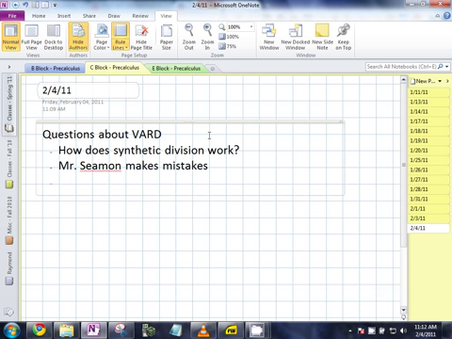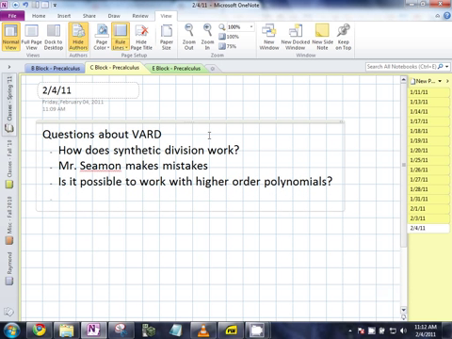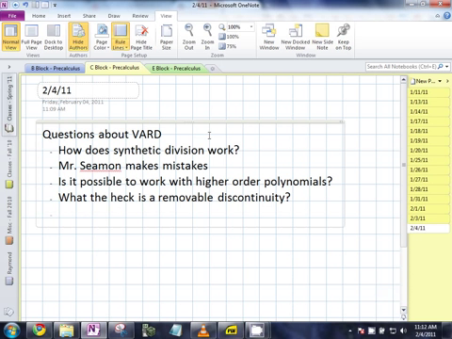Yes? Is it possible to do this with quadratics? Yeah, the question is, is it possible to work with higher order polynomials? That's a good question. What other questions do you have? I didn't really understand the removable discontinuities. What the heck is a removable discontinuity? Other questions? Any other questions at all? Nothing? No other questions?